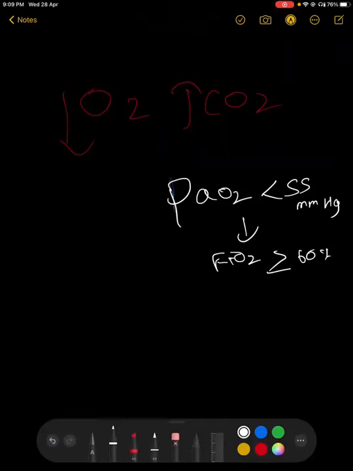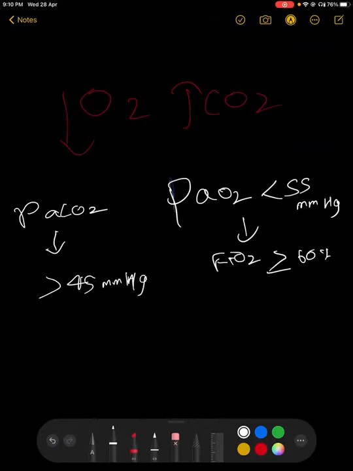So what is hypercapnic respiratory failure? It is when PaCO2, the arterial partial pressure of carbon dioxide, is more than 45 mmHg. We call that hypercapnic respiratory failure. Next, a short brief about how to go about acute or chronic, then I will discuss the types and mechanisms along with it.